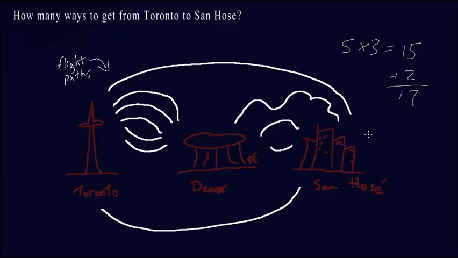It's important to make sure that when you do this multiplication, you multiply 5 times 3, not 1, 2, 3, 4, 5, 6, 7 times 3. Because 7 times 3 is different. For 5 times 3, there are 5 ways to go to Denver, and 3 ways from Denver to San Jose. 7 times 3 would imply that there are 7 ways to get to Denver, but there are only 5, so 5 times 3. And then in the end, we add the 2 additional ways to go directly from Toronto to San Jose.